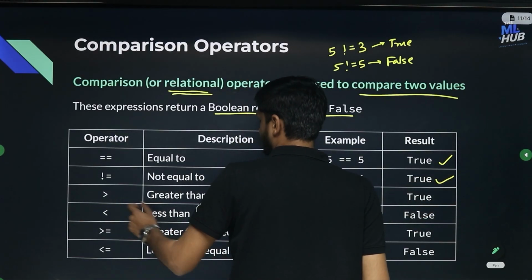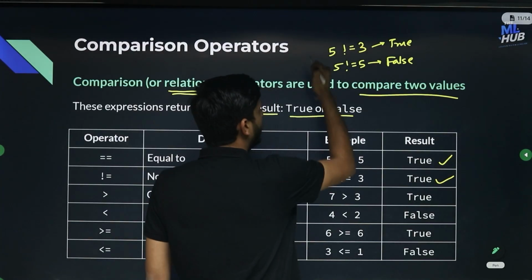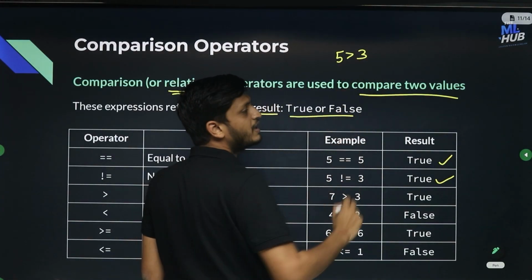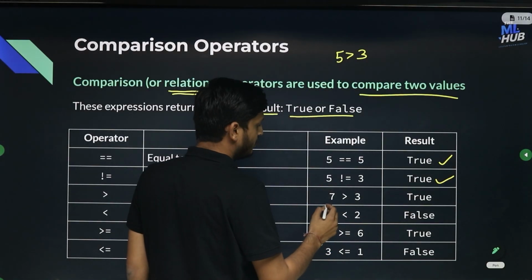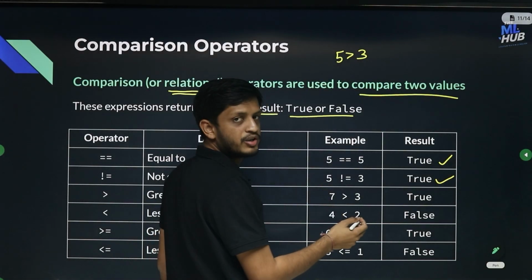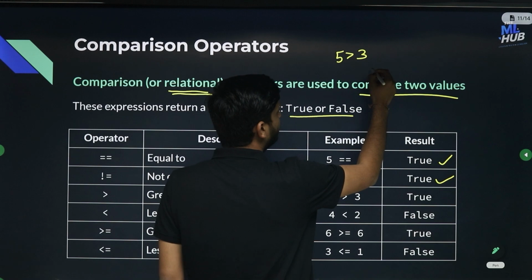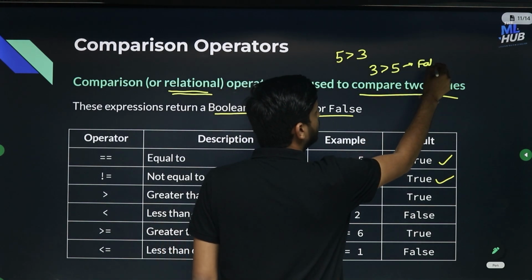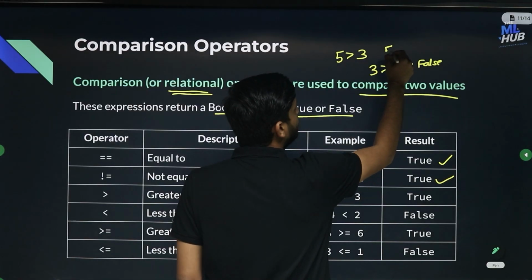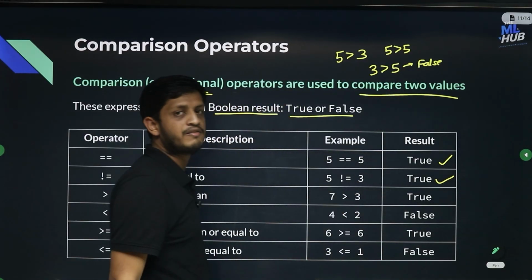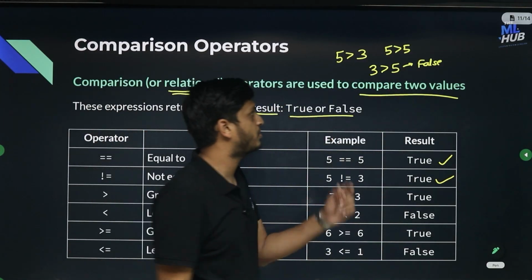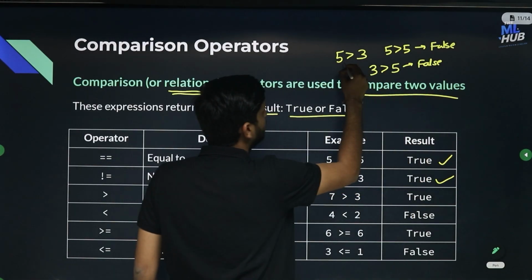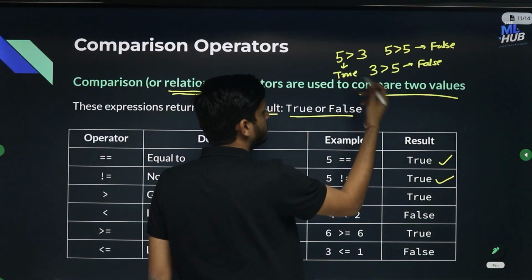Next we have greater than. We have a greater than symbol on our keyboard. If I write 5 greater than 3, 5 is greater than 3, so I will get true. Or if I write 7 greater than 3, 7 is also greater than 3, so true. But if I write 3 greater than 5, I will get false, because 3 is not greater than 5. Even if I write 5 greater than 5, 5 is not greater than 5, 5 is equal to 5, so here also I will get false. This is how the greater than symbol works.